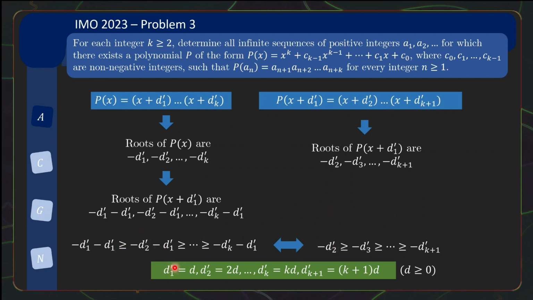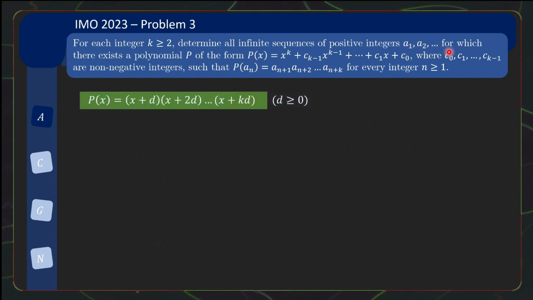So if d1 prime is given by some number d, then d2 prime is twice d1 prime, which is 2d. Then d3 prime is d2 prime plus d1 prime, which is 3d, and so on. So in essence, the di primes are basically multiples id. And of course, d here is greater than or equal to 0 because the differences need to make this sequence non-decreasing. So if we substitute back the values di prime equals id, we get P(x) equal to this expression.